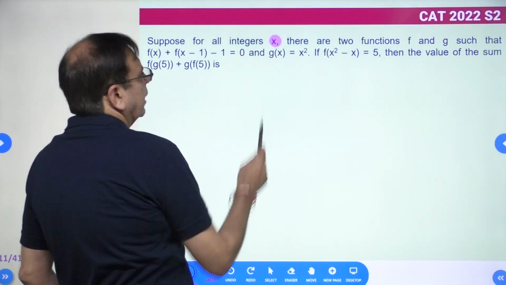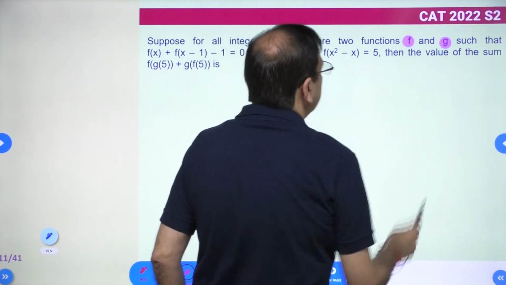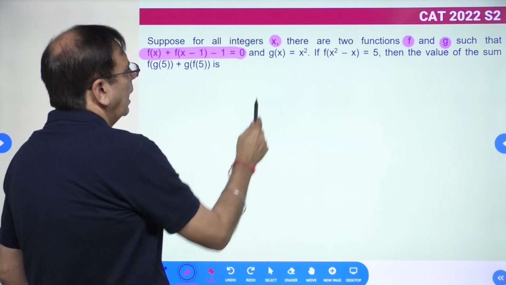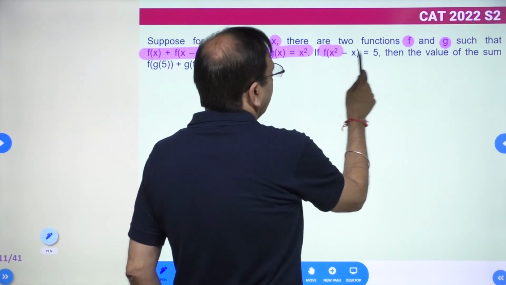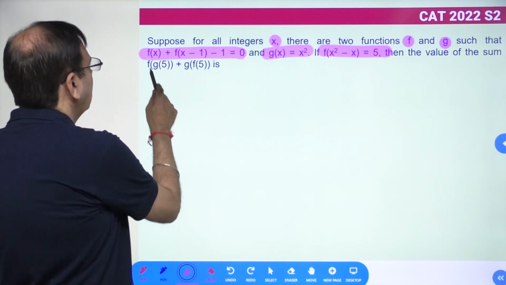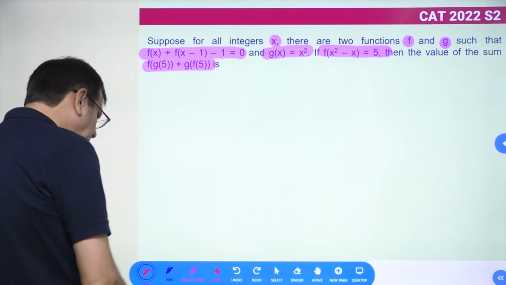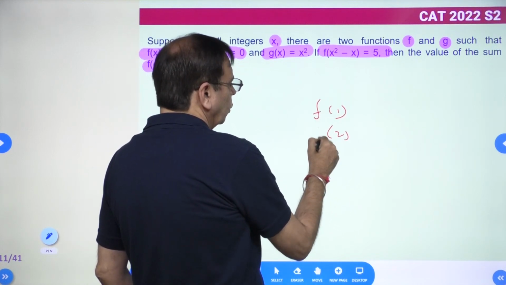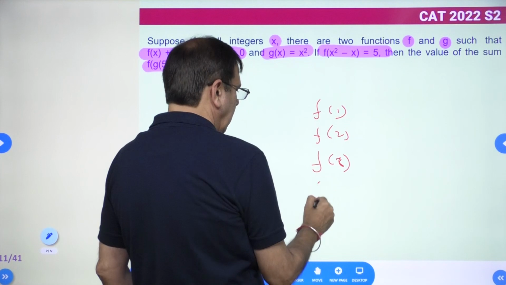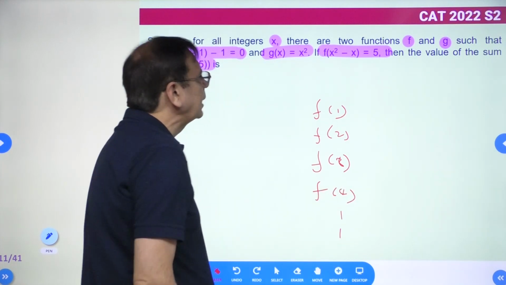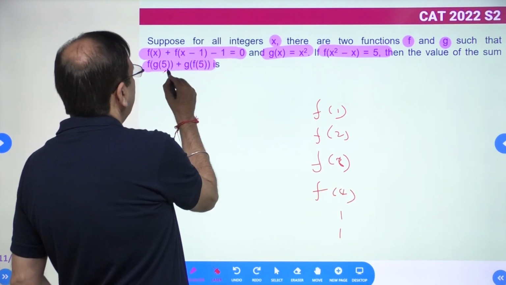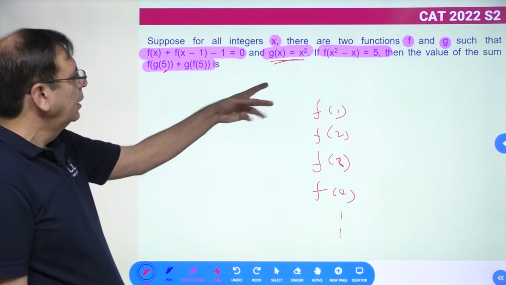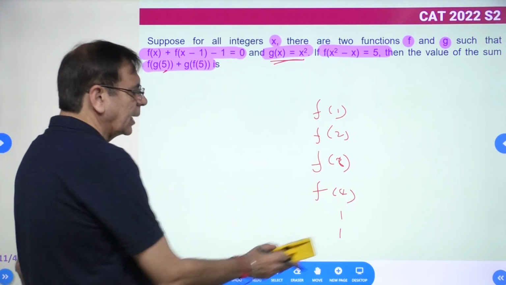Suppose for all integers x, there are two functions f and g such that f(x) plus f(x minus 1) is 0 and g(x) is equal to x square. If f(x square minus x) is 5, what is the value of f(g(5)) plus g(f(5))? Pattern. The first thing I need to do is find out what is f1, f2, f3, f4 and so on, so that I get a pattern and can find f5. g5 is not a problem, that is straightforward. But f5 is what I need to find. So I need to first identify the pattern.